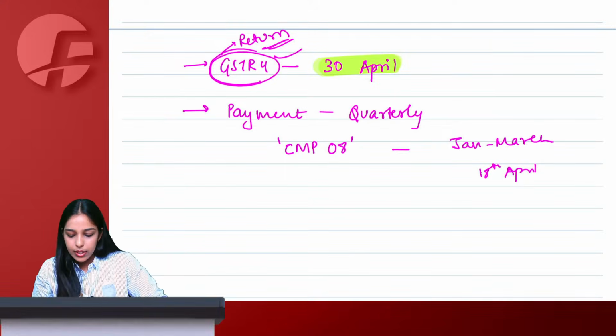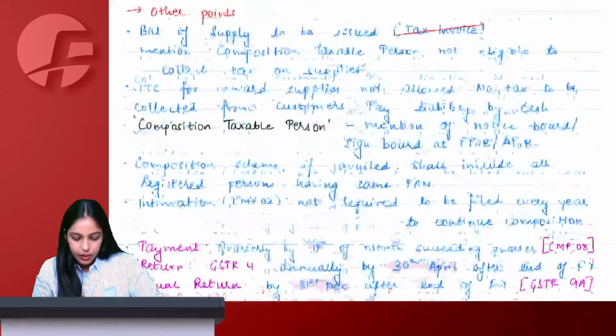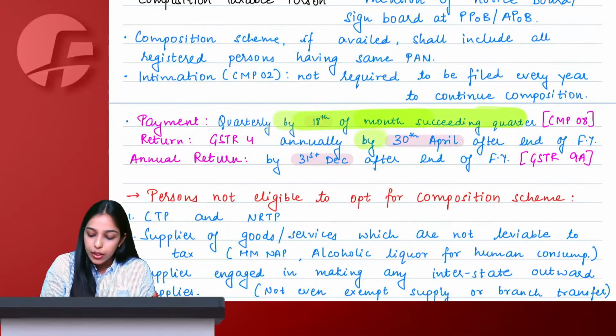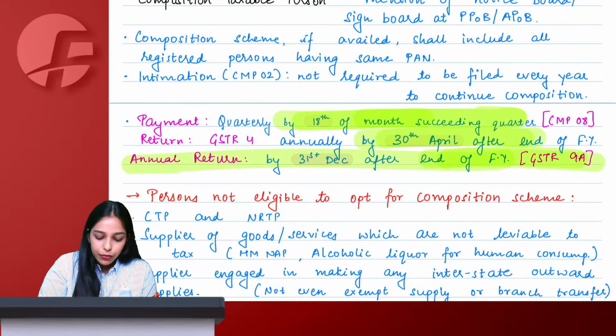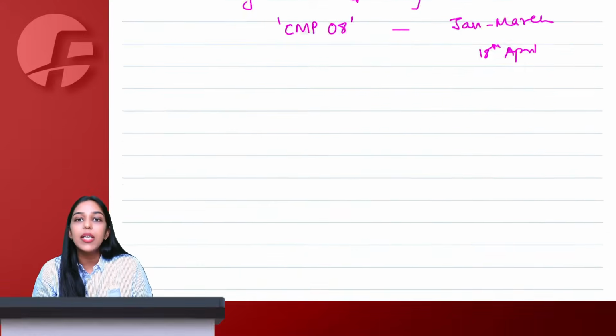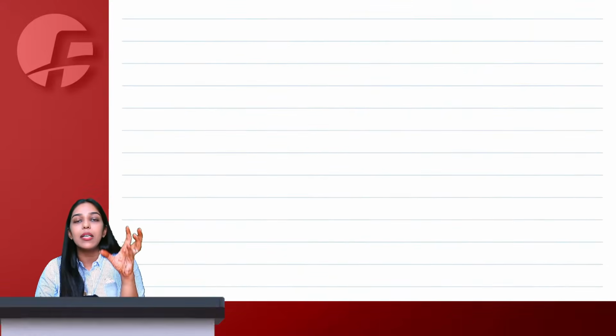It is not 20, it is 18. Is it 20? No, it is 18. So 18th of the month succeeding the quarter, 30 April for GSTR 4, and we also have provisions of annual return. But as of now, practically, they are not applicable. So these are the benefits of taking the composition scheme, that my compliance burden would reduce significantly.